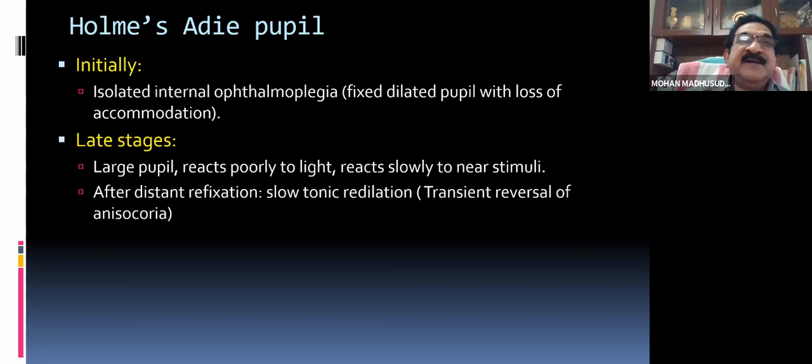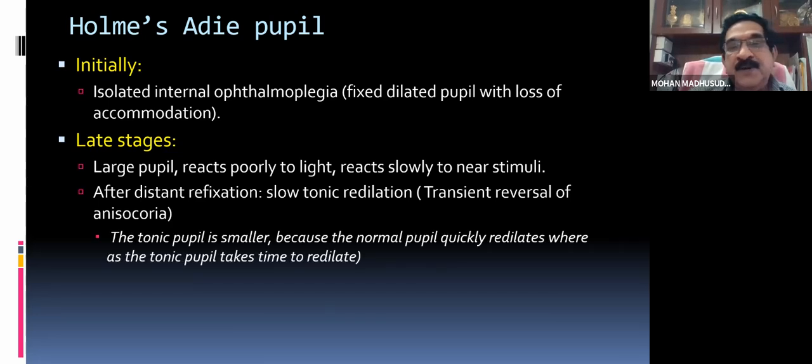So you get an apparent reversal of anisophoria. Initially, originally, you find that the tonic pupil is dilated. Now, after removal of the light for a transient period, that pupil becomes constricted compared to the normal side. It's called transient reversal of anisophoria. The tonic pupil is smaller because the normal pupil quickly redilates, whereas the tonic pupil takes time to redilate.